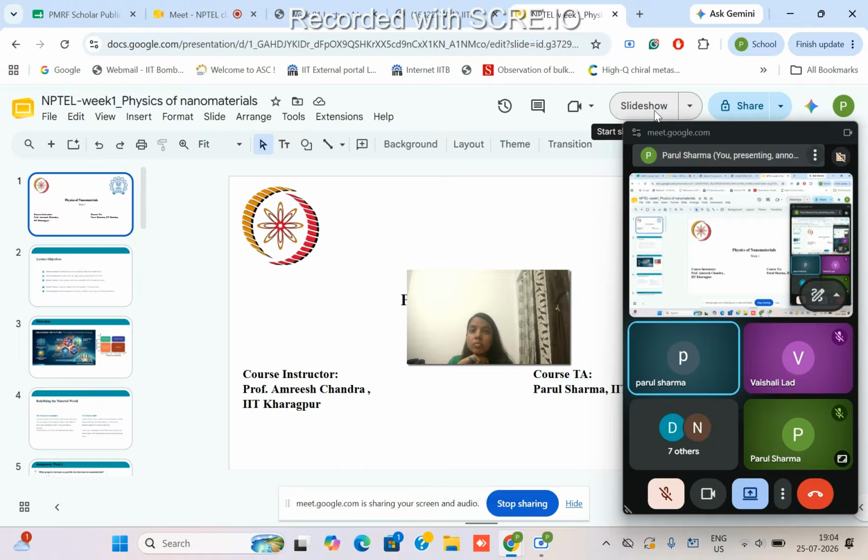So change in surface area for this is a sphere. So surface area will be 4 pi r square and the volume is given by 4 by 3 pi r cube. Surface to volume is 3 by r. So you can see that as the size is increasing, surface to volume ratio will decrease.